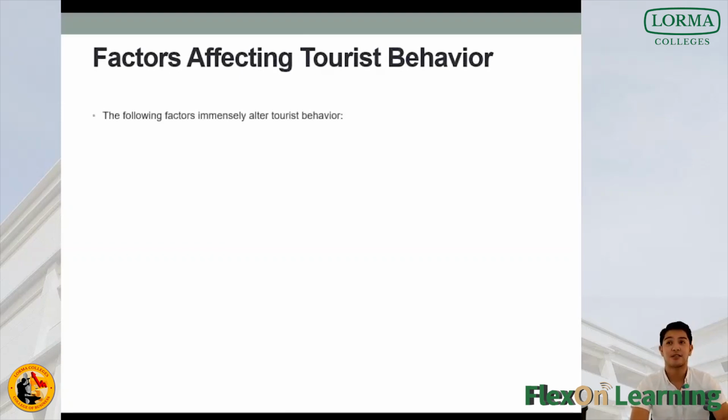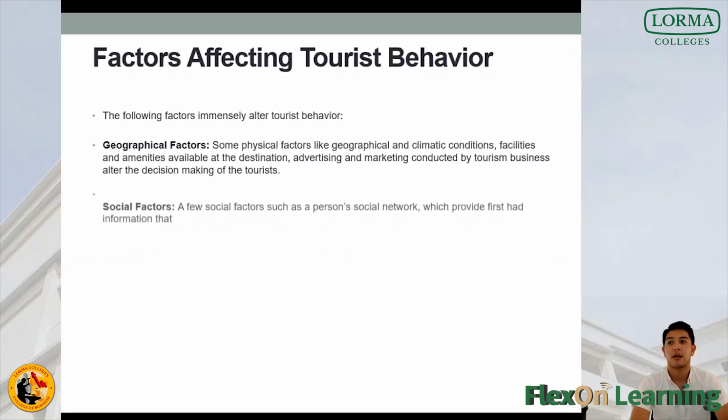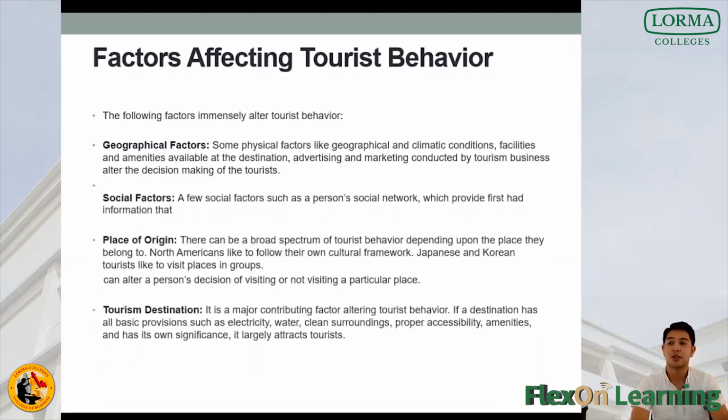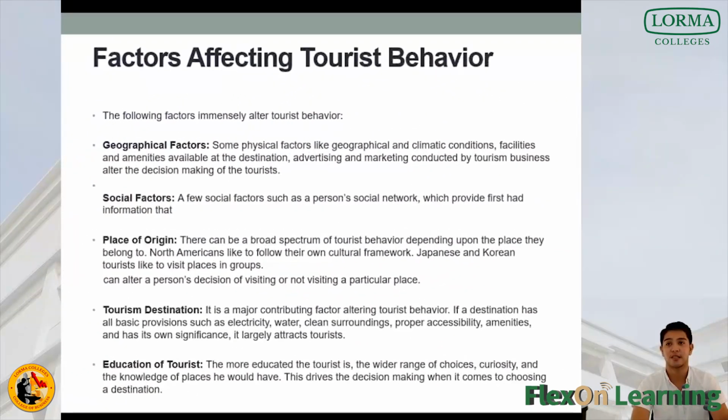Now we're going to factors affecting tourist behavior. The following factors immensely alter tourist behavior. We have geographical factor, social factor, the place of origin, tourism destination, and education of tourists. So, in the geographical factor, some physical factors like geographical and climatic conditions, facilities, and amenities available at the destination.